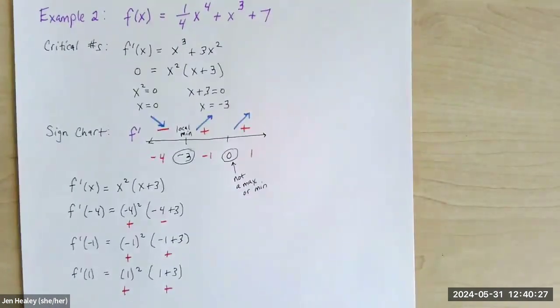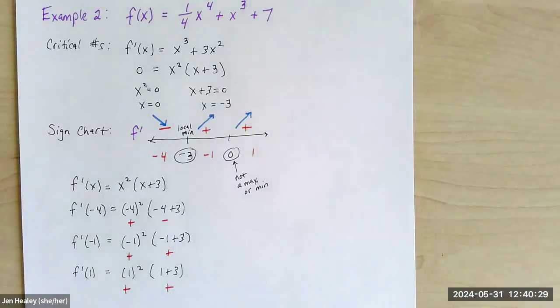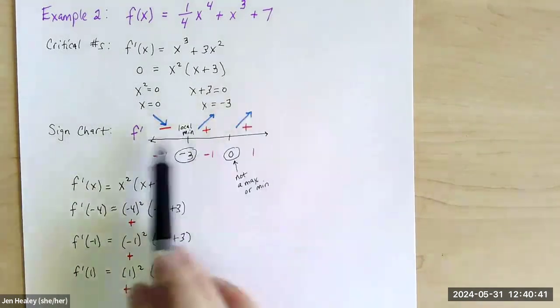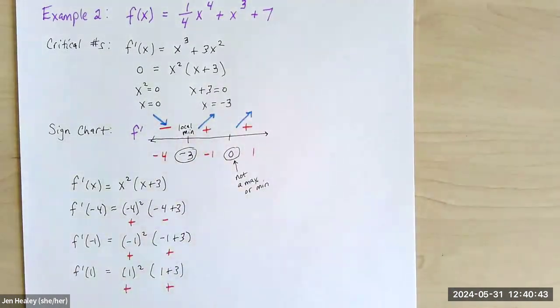Likely what it would be after we do some additional calculus, we might find out that this is what we call an inflection point, where it changes if the graph is kind of bowl-shaped up versus bowl-shaped down, but it's not going to tell us anything about the increasing. It stays increasing the whole time. So it's not a max or a min there.